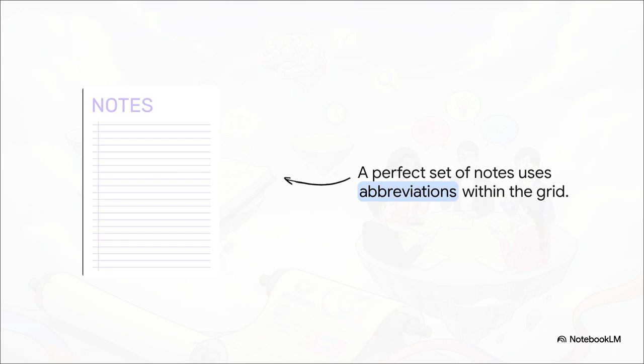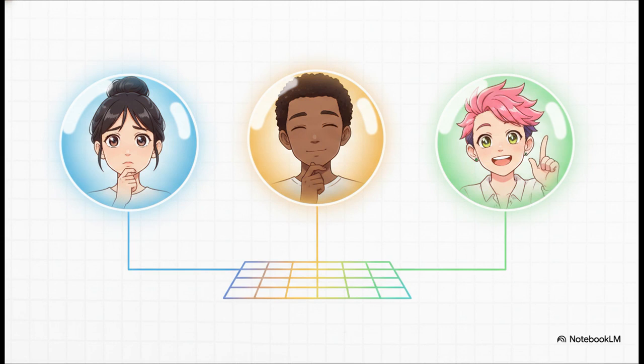Notice how the note taker didn't write full sentences at all. They used abbreviations like A about and the number 4 for 4. They captured the absolute essence of the conversation entirely within that predefined grid. Let's break down how flawlessly these notes separate out the different viewpoints.